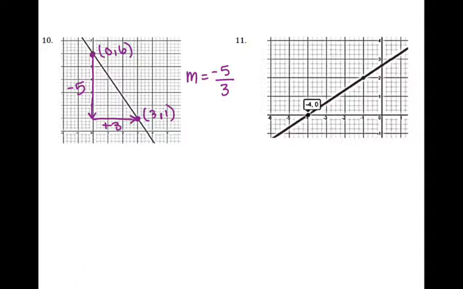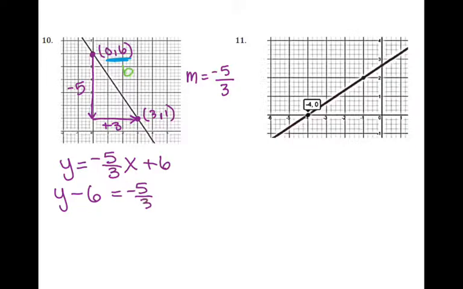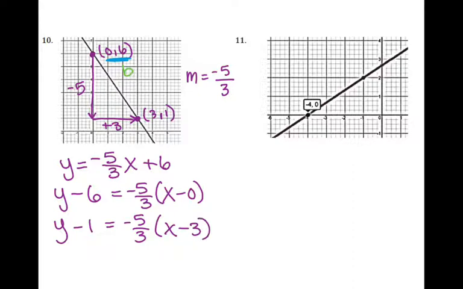And I'm going to use those 2 points to be able to write my equation. Now this particular point up here is the y-intercept, and I can see that is where it crosses my y-axis. So I can use slope-intercept form since I have my b, which is 6. So I have y equals mx plus b, so y equals -5/3 x plus 6. If I wanted to use point-slope form, I could do y minus 6 equals -5/3 x minus 0, or y minus 1 equals -5/3 x minus 3. And that was just using the 2 points that were given to me on our line.